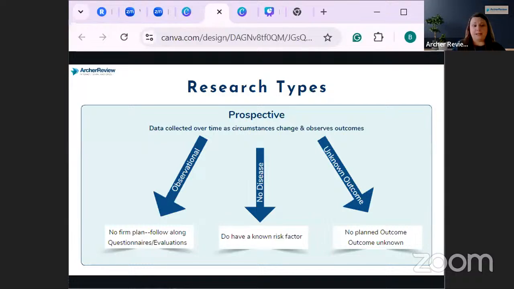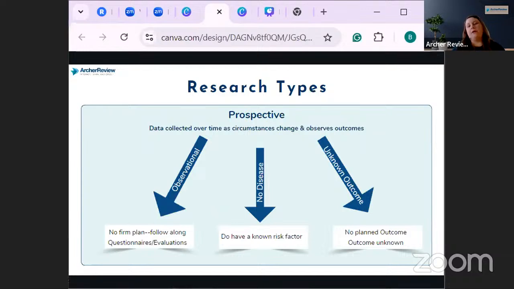So prospective would be data collected over time as the circumstances change and the outcomes are observed. These are going to be a type of observational study. There's not always a firm plan. The researchers are just following along with this group of people, collecting data as their circumstances change, right? They often are going to be observed through things like questionnaires or evaluations. They oftentimes do not have any evidence of disease, but they might have a known risk factor. In fact, for a prospective study, most of them do have a known risk factor.